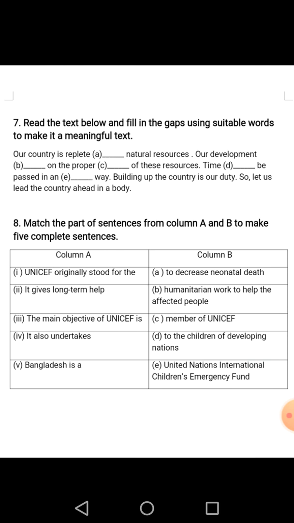Number 4 plus B. It also undertakes humanitarian work to help the affected people. Number 5 plus C. Bangladesh is a member of UNICEF.